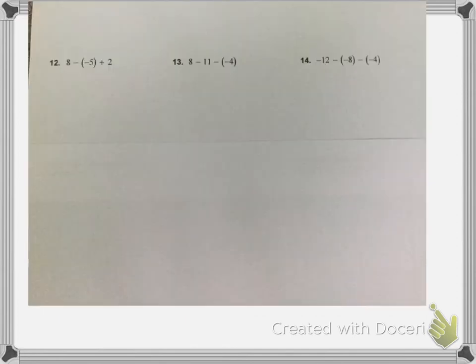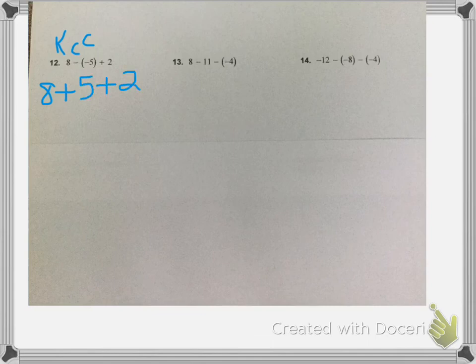Okay, number 12, we have 8 minus negative 5. So we have that double negative there. We're going to keep, change, change, plus 2, that could just stay. So I'm going to keep my 8, change my subtraction to addition, change my negative 5 to a positive 5, and bring down the rest of the problem. 8 plus 5 plus 2.